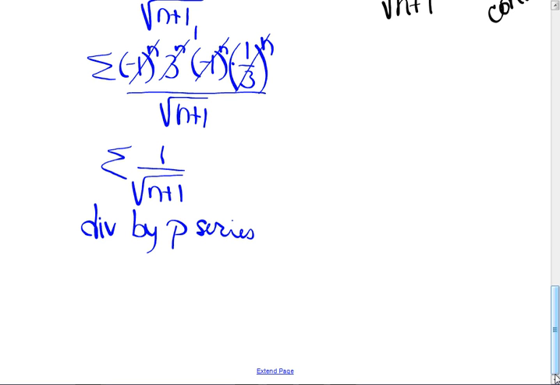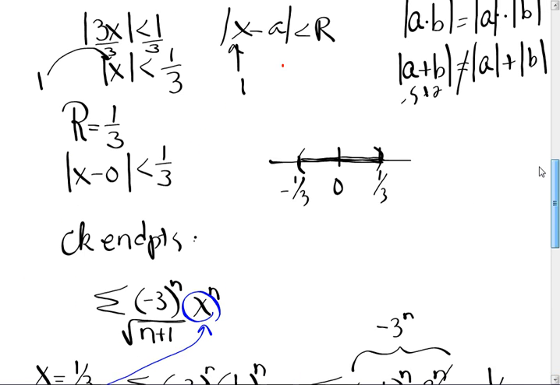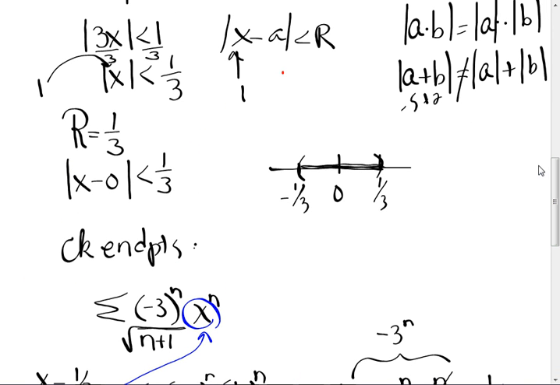Let's see, negative 1/3 did not work, and positive 1/3 did work. So the answer is from negative 1/3 to positive 1/3, including positive 1/3. That is the interval of convergence.